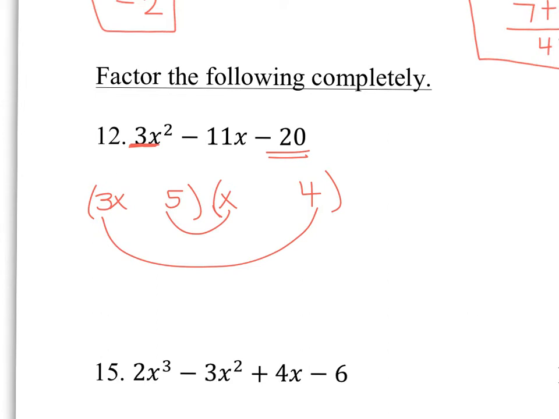So what if I put 4 here and I put 5 here? 3 times 5 is 15, and then I have 4. 15 and 4, hey, that gets me 11. So now I just got to figure out, okay, well, how do I get 11? 15 has to be negative, and 4 has to be positive. And I'm done.